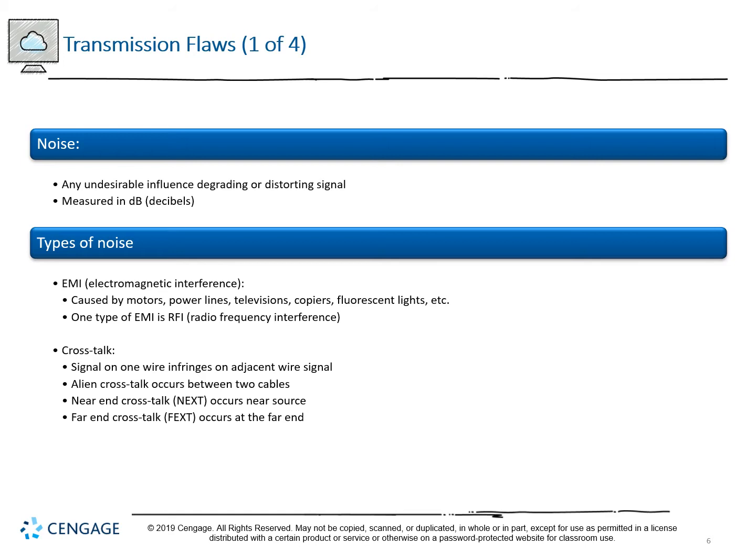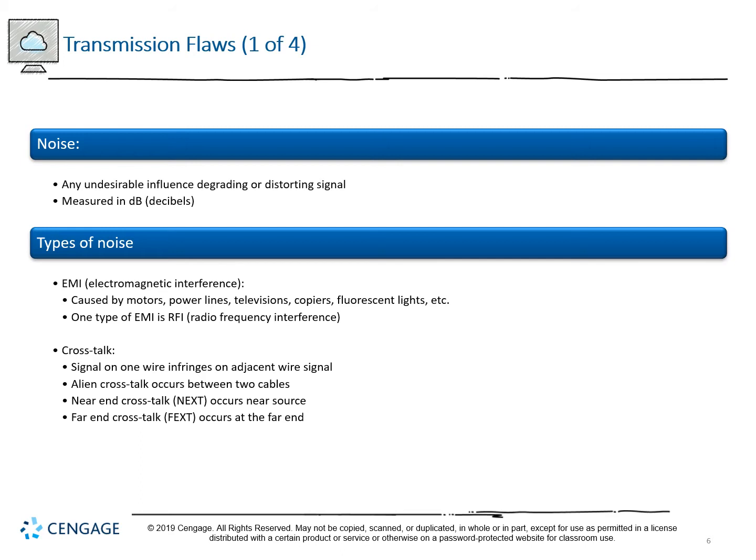So electrical motors, power lines, televisions, fluorescent lights, especially the ballasts, the induction motors that they use to ignite a fluorescent light, that tends to be very negatively impacting for network cabling. And then radio frequency interference can also be part of that problem. So if you have Wi-Fi in an area, it may be more susceptible to certain types of EMI.